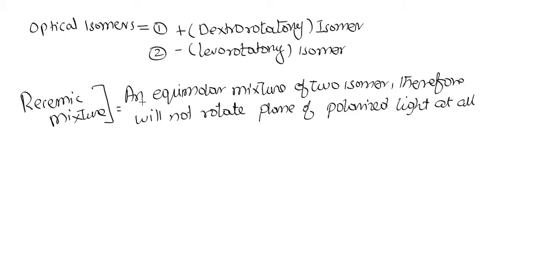I am again explaining: an equimolar mixture of two isomers. What does this mean by two isomers? I am talking about this and this, two isomers, that is plus and minus. Alone this is dextrorotatory, alone it is levorotatory, but when we make a combination of these compounds, it is called a racemic mixture. So a racemic mixture will not rotate the plane of polarized light at all. So if a compound has optical activity but cannot rotate the plane of polarized light, you know that it is a mixture.